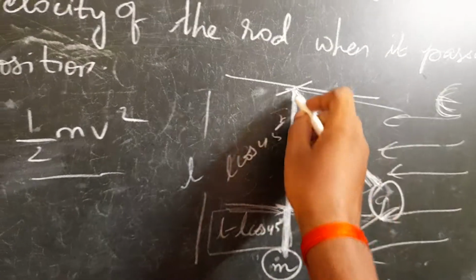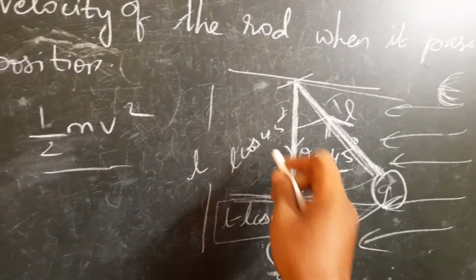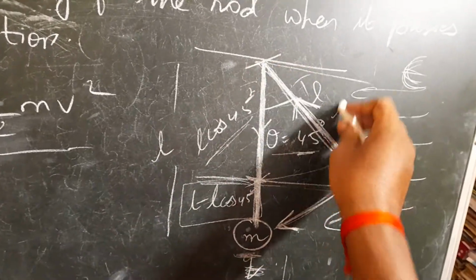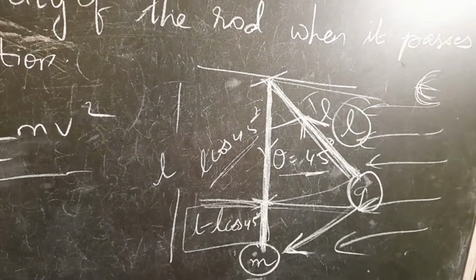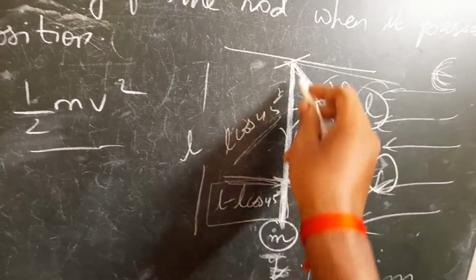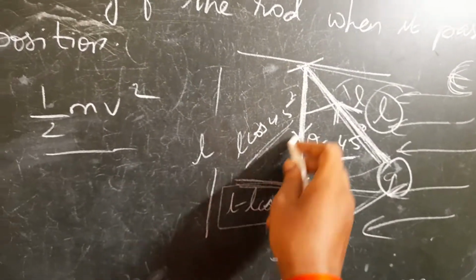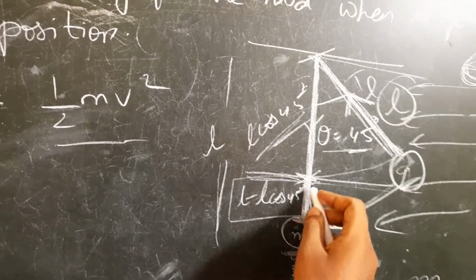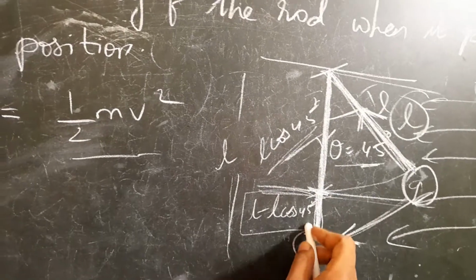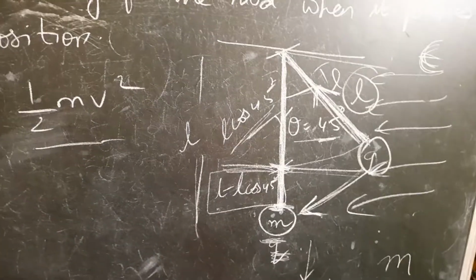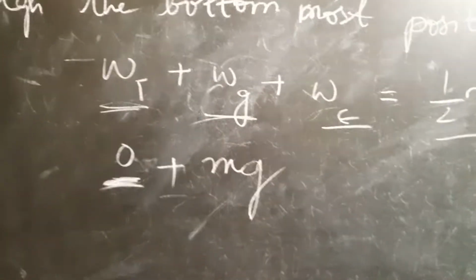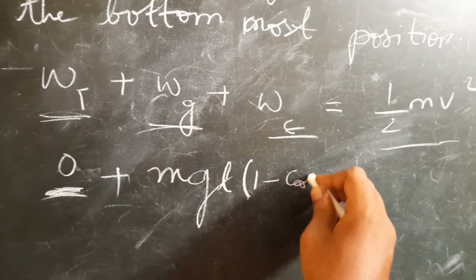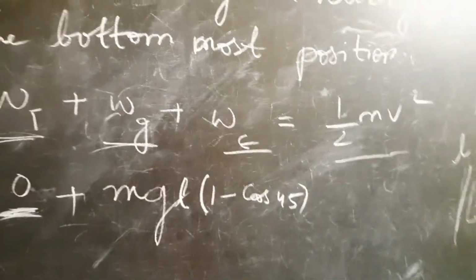So this is the resultant and this is the horizontal component. From here to here it will be L cos 45, and from here to here it's the total length L. So the portion we are finding, the distance for the work done by the gravitational force, is L minus L cos 45. We can write mgL, taking L common, times 1 minus cos 45. And then the electrostatic force.